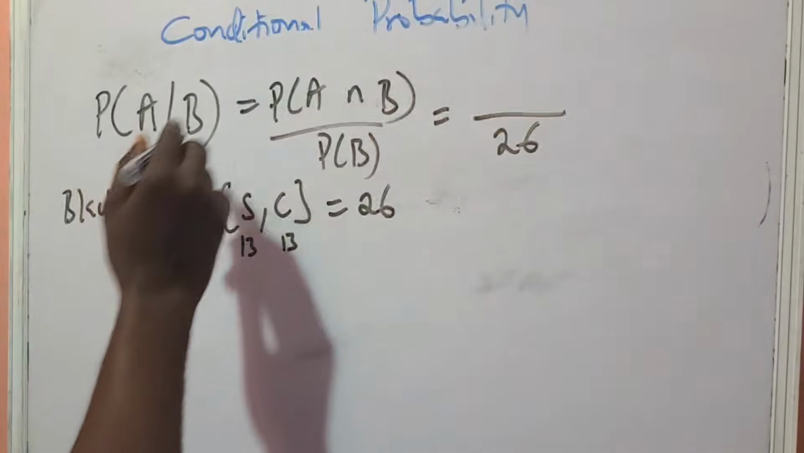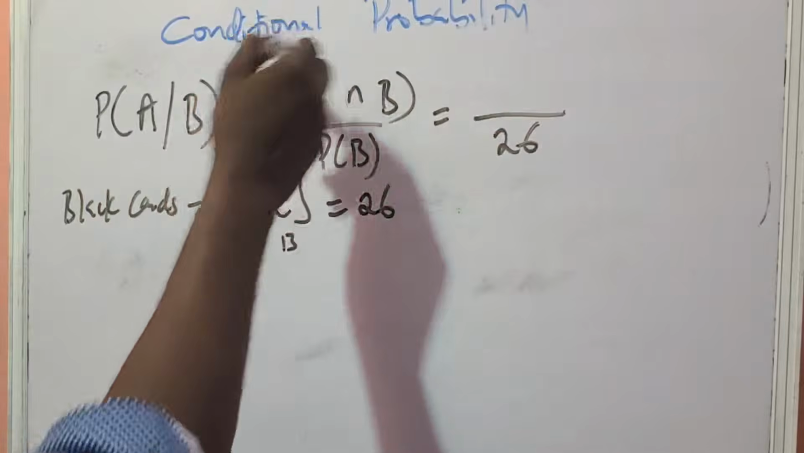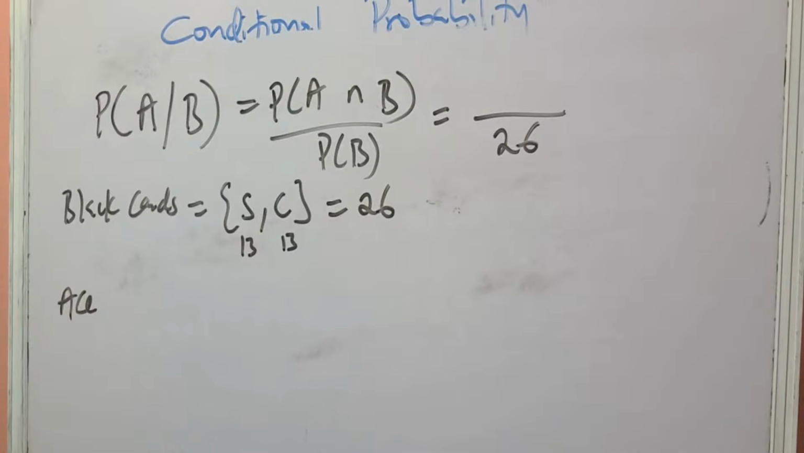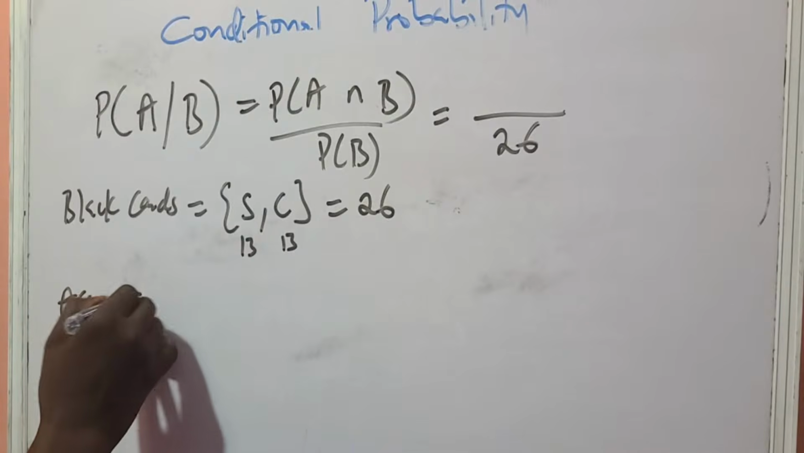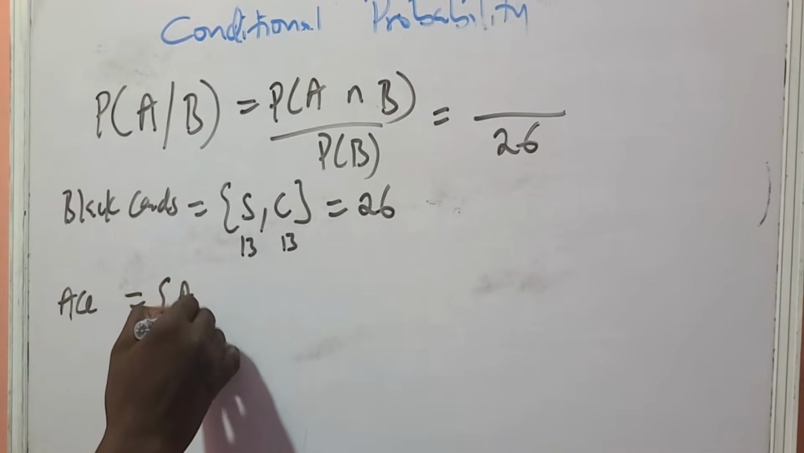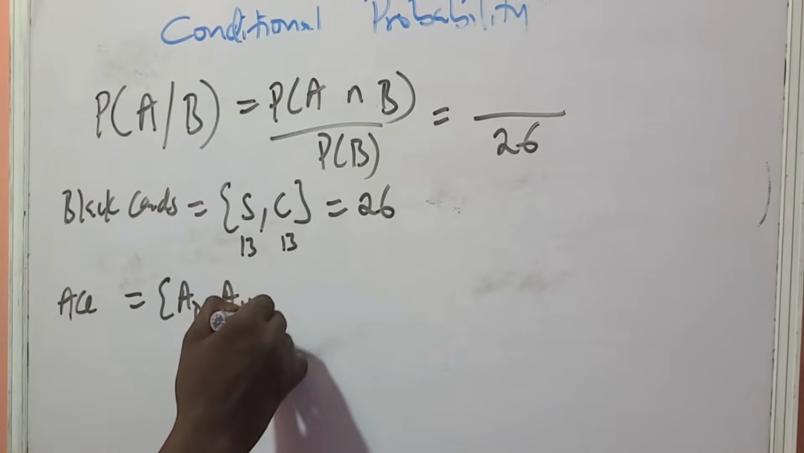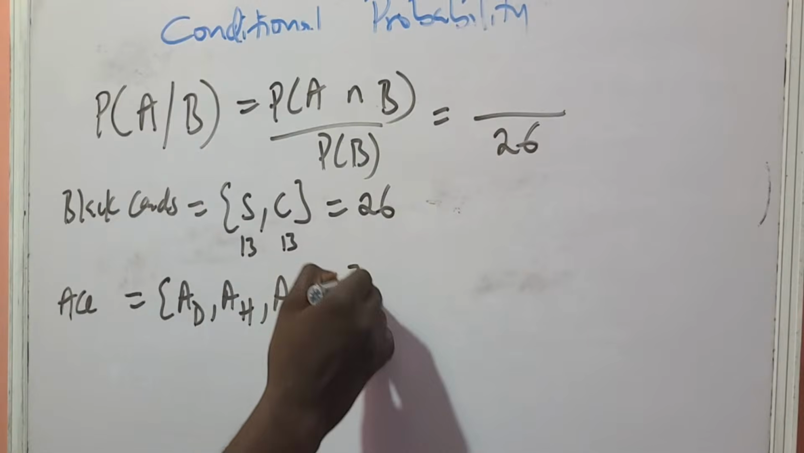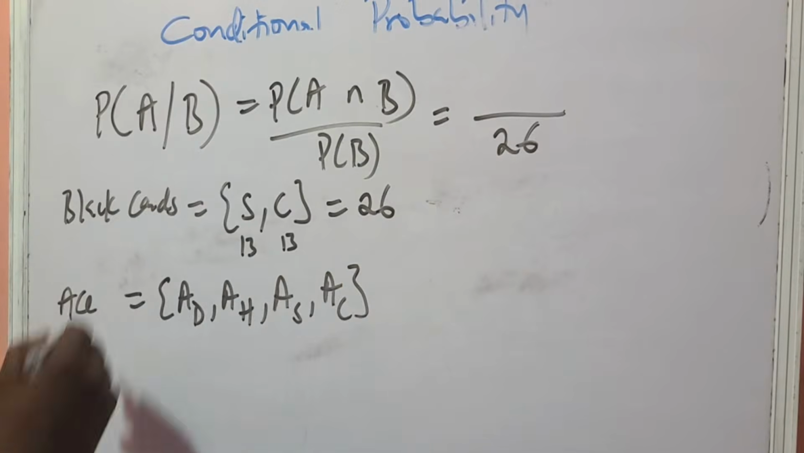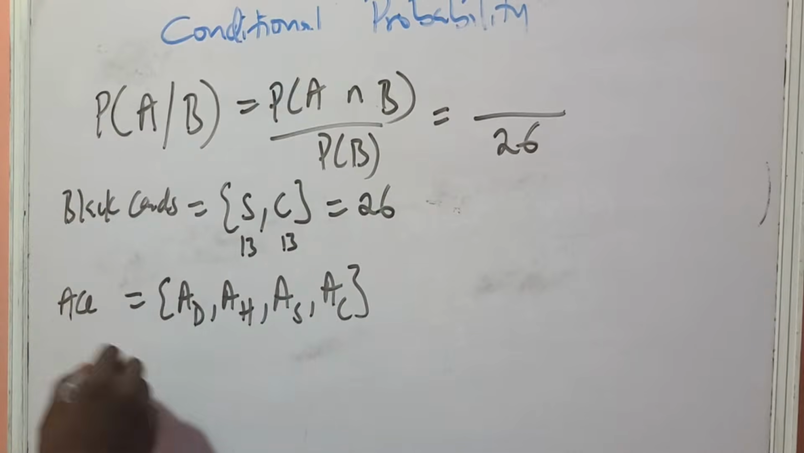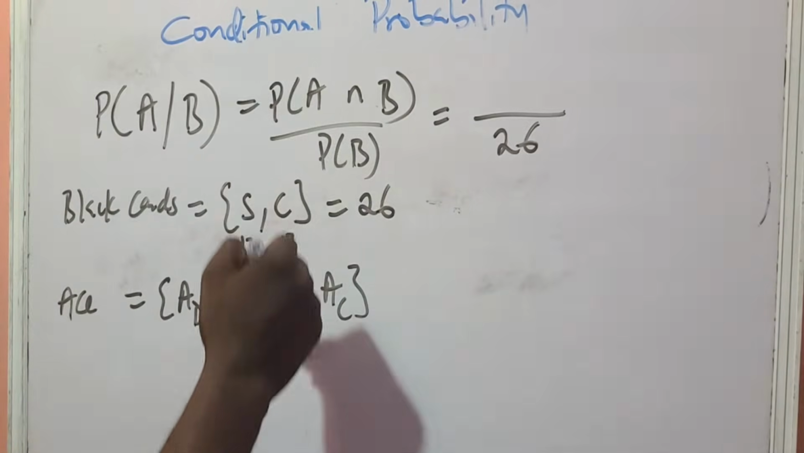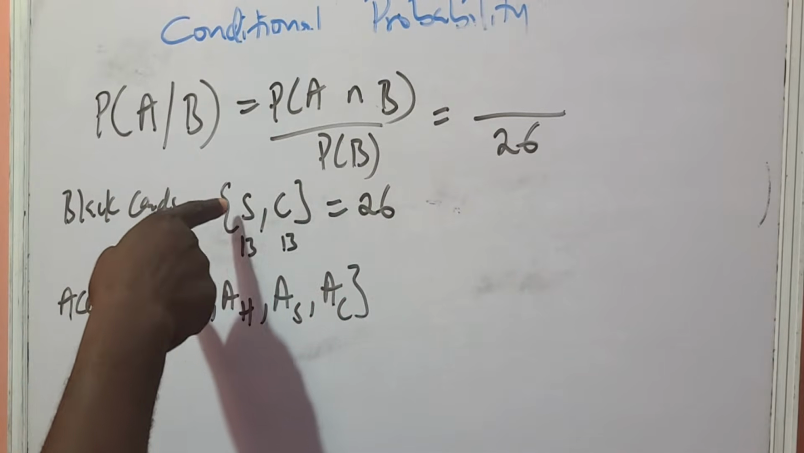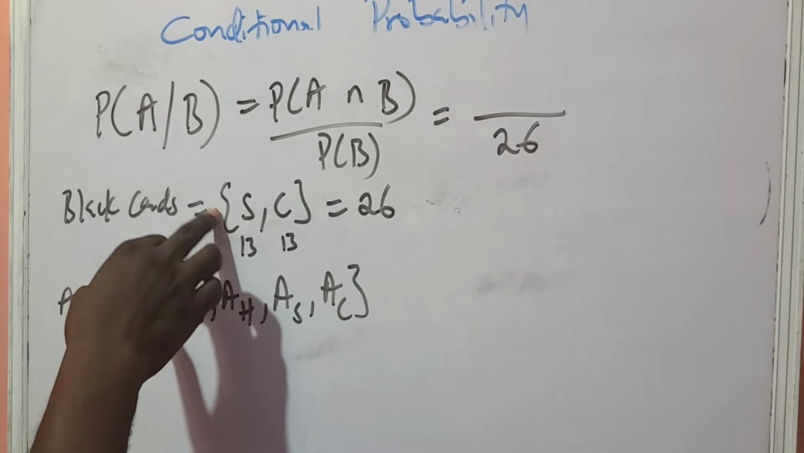All right. Now, what about the ace? How many aces do we have? We have 4 different aces, don't forget. We have ace of diamond, ace of heart, ace of spade, ace of club. Now, among these aces that you have, what's going to be the intersection between the ace and the black card?